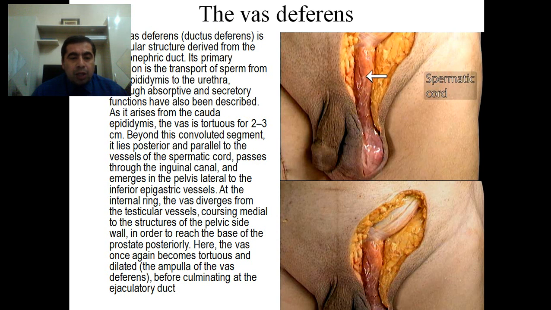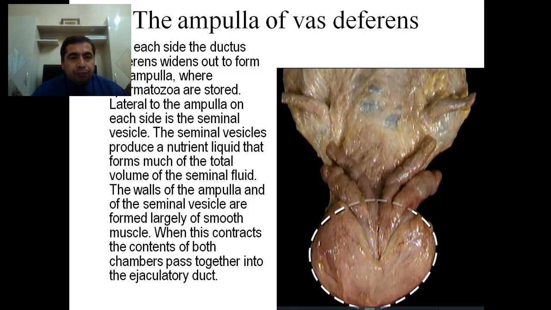Here the vas once again becomes tortuous and dilated, forming the ampulla of the vas deferens, before culminating at the ejaculatory duct. You are looking in this picture at the ampullary part of this duct. On each side the ductus deferens widens out to form the ampulla where the spermatozoa are stored.